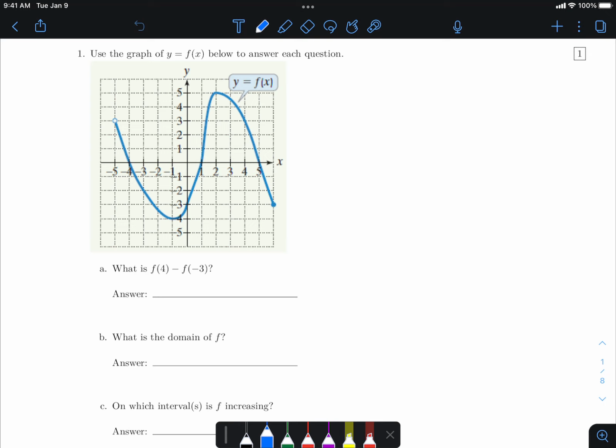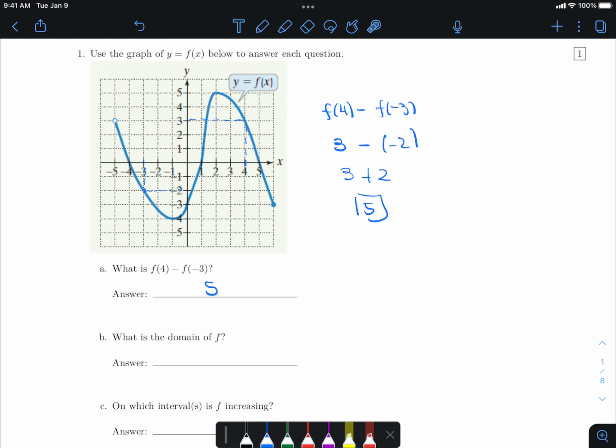So one thing you're asked here is, first of all, what is f of 4 minus f of negative 3? So f of 4, you look at 4, look at the height at 4, that is 3. That's the value of f of 4. And now I look at f of negative 3. So negative 3 on the x-axis is right here. Look at the height here, that's negative 2. So f of 4 is 3, f of negative 3 is negative 2. I make those substitutions and my calculation becomes 3 plus 2 equals 5.